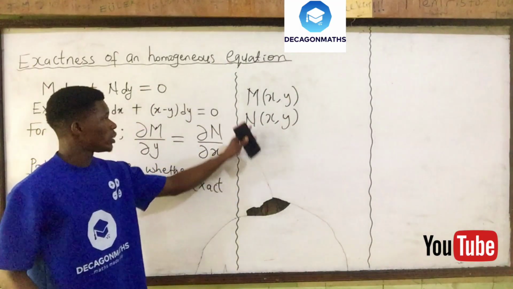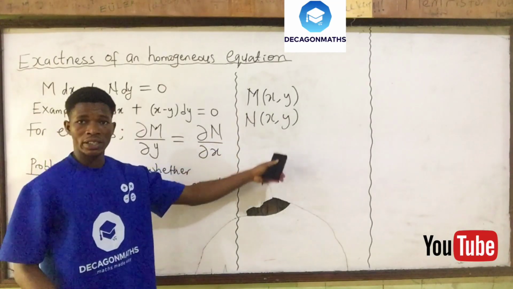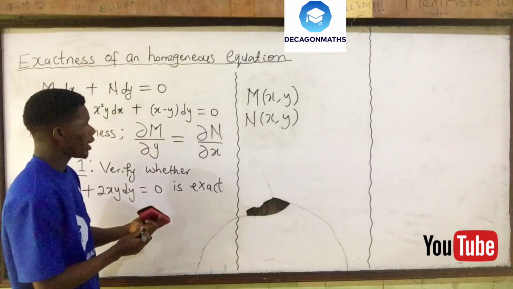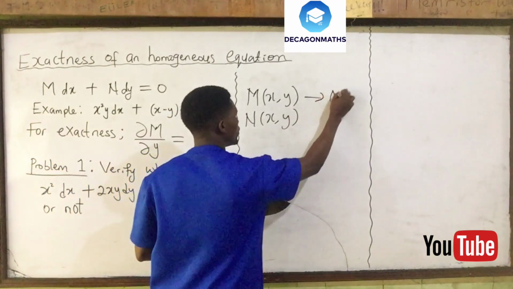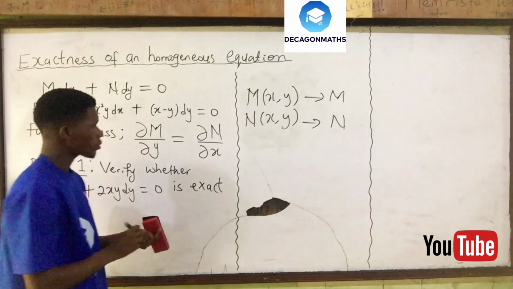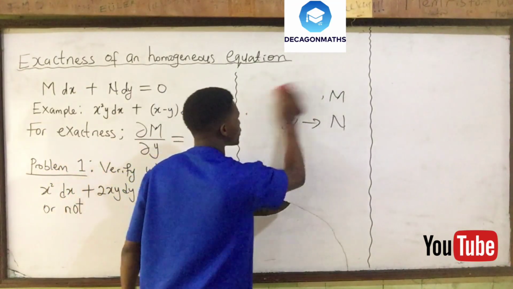We still have it this way. It's telling us that M is a function of x and y, and also N is a function of x and y, right? So if I write just M and I write just N, it still means the same thing as this. Alright, so let's move on.